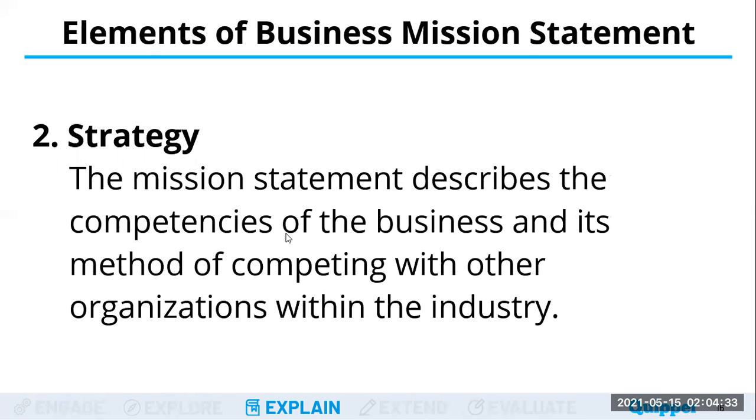Strategy: the mission statement describes the competencies of the business and its method of competing with the other organizations within the industry. So again, like yung sinabi ko dati, i-state nyo kung ano ba yung uniqueness nyo, no? Kung ano ba yung pinagkaiba nyo from the other business or other industry. Ano meron kayo na wala sila?